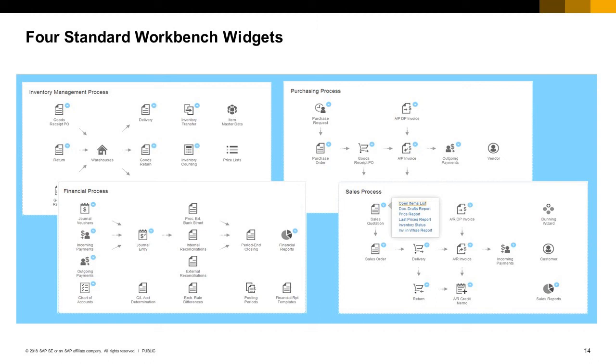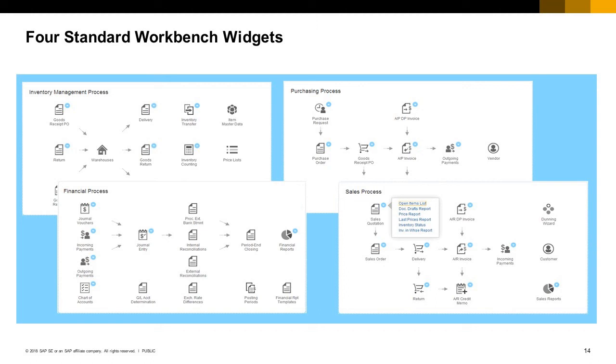Context menu options are available for each visual transaction with a blue dot. For example, from the sales quotation in the sales process workbench, you can view the open items list, open a list of draft documents, and view price reports or inventory status. The workbenches are also customizable to meet the needs of your business.